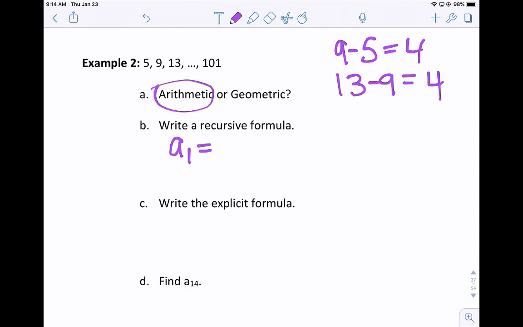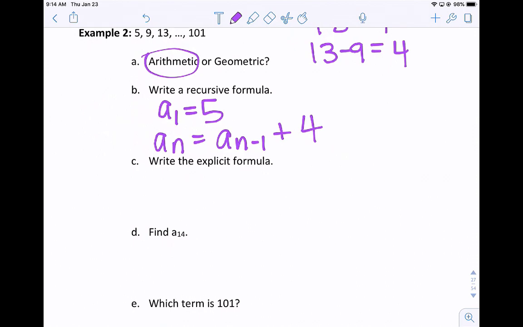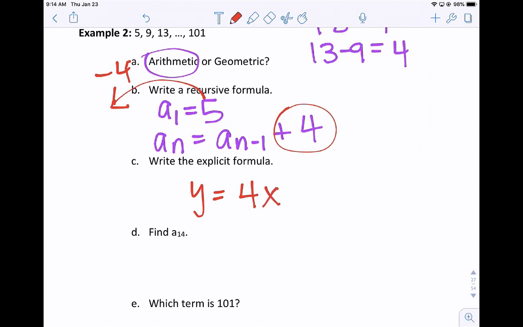The recursive formula, we need a starting value. And then the rule, to find any term, we take the term before it and add 4. But now here's the new part. What's the explicit formula? We need slope, which is 4. And we need a y-intercept, which would go backwards 1. So instead of adding 4, we'll subtract 4. So 5 minus 4 is 1. Okay, so there's the explicit formula.